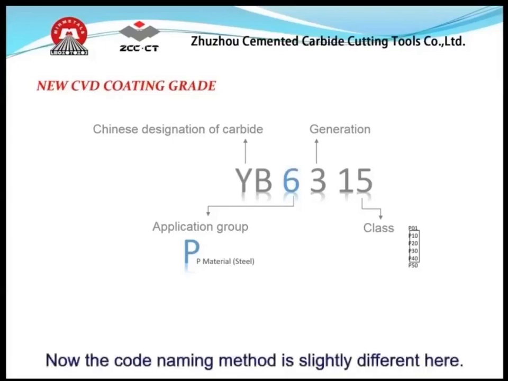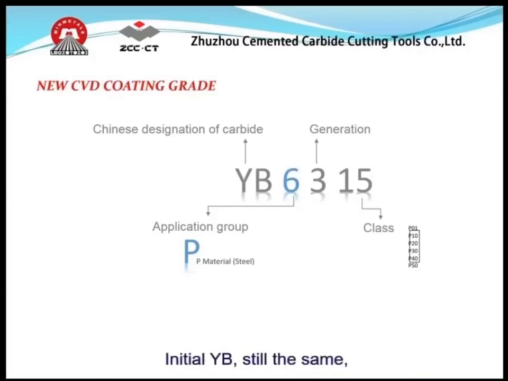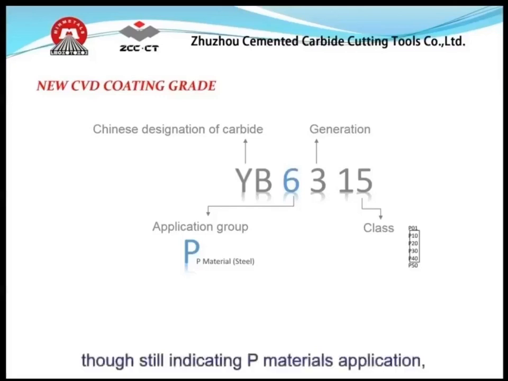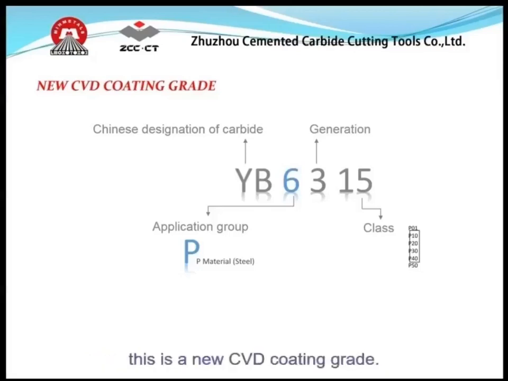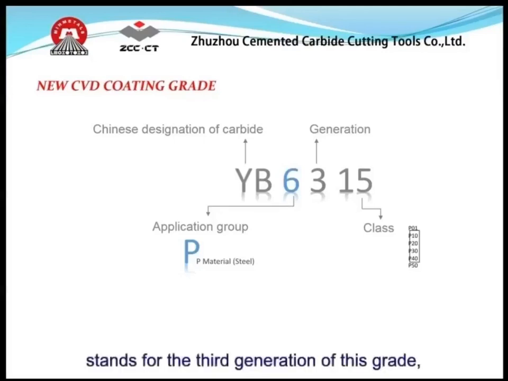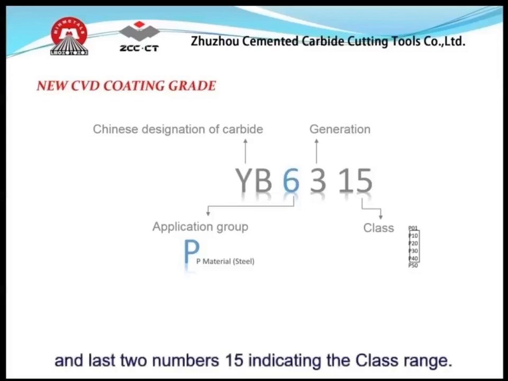Next page, let's try a new CVD coating grade, YB6315. Now the code naming method is slightly different here. Initial YB is still the same, but instead of an initial letter, we can see a number 6, though still indicating P materials application. Here we change the letter to a number in order to show this is a new CVD coating grade. Moreover, the following number 3 stands for third generation of this grade. The last two numbers, 15, indicate the class range.